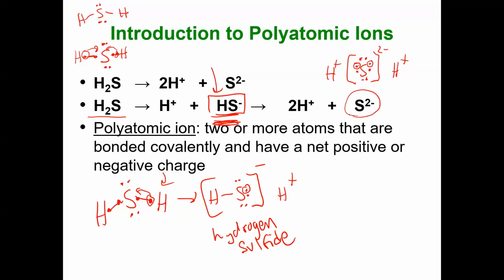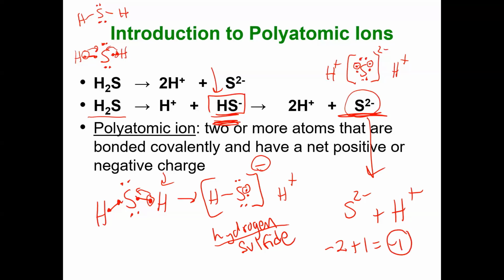Why hydrogen sulfide? Well, it's a sulfide ion, because that's what that is, with a hydrogen attached. And the charge is only -1 because if I have an S2 minus plus an H plus, what's -2 plus 1? It's a -1 charge. That's why you have that. Why is it a -1 charge? It stole 1 electron, sulfur did, and it stole it from the hydrogen.